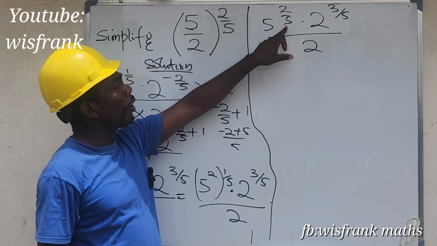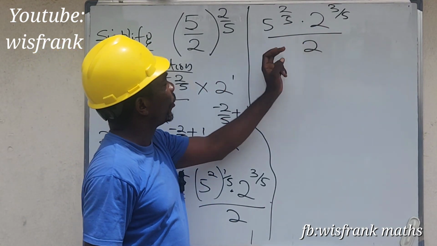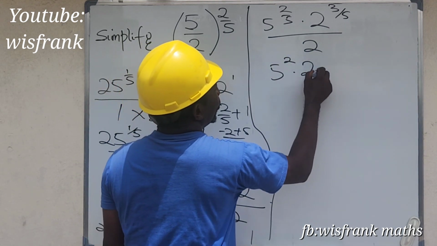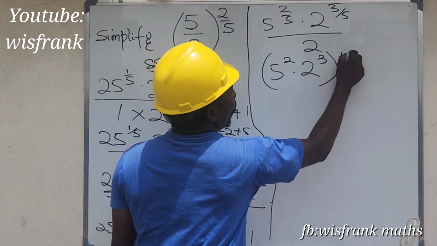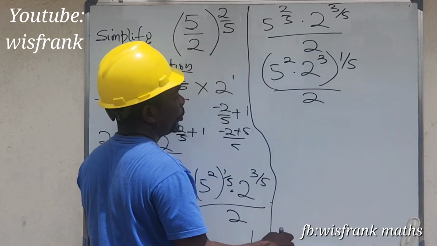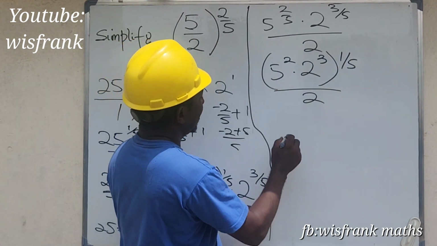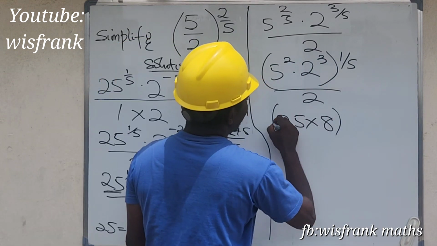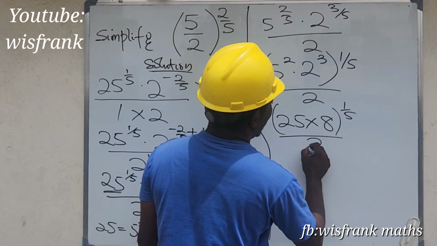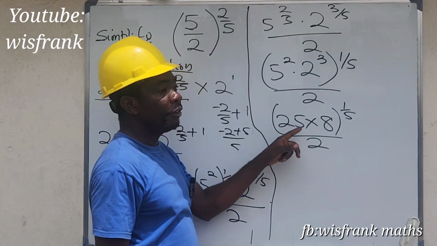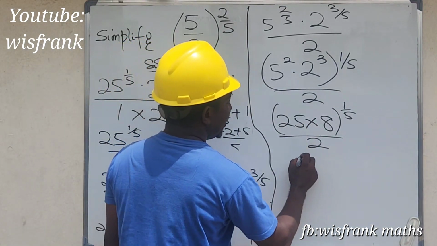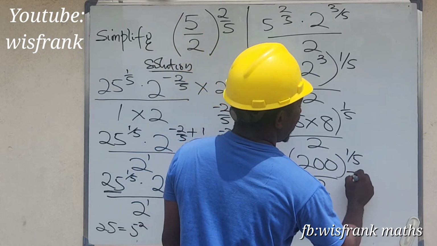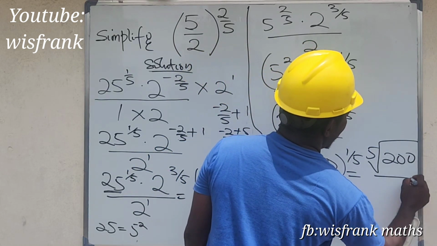We can see that we have 2 all over 5 and we have 3 all over 5. So that is the same thing as having 5 raised to the power of 2 times 2 raised to the power of 3, then we have 1 all over 5, then all over 2. So in that case, this is 25 times 8, because 2 raised to the power of 3 is 8, all to the power of 1 all over 5, then all over 2. So in this case, 25 times 8 will give us 200. So this is the same thing as 200 raised to the power of 1 all over 5, then all over 2. Or we have the 5th root of 200 all over 2.